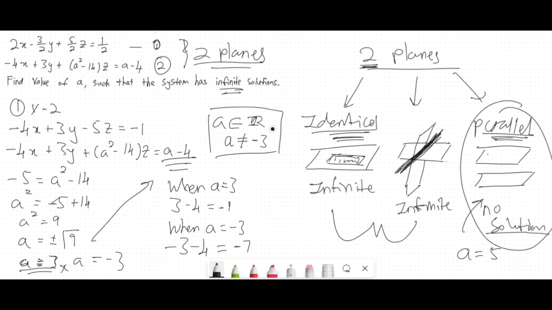What's the value of a? a can be any real number. It can be 1, 2, 3, negative 1, negative 0.1, 3.1, 3.2, 3.3, 3.001, anything, except for negative 3. It cannot be negative 3. If it's negative 3, it will be parallel planes, which means we don't have any solutions. Right. Okay.